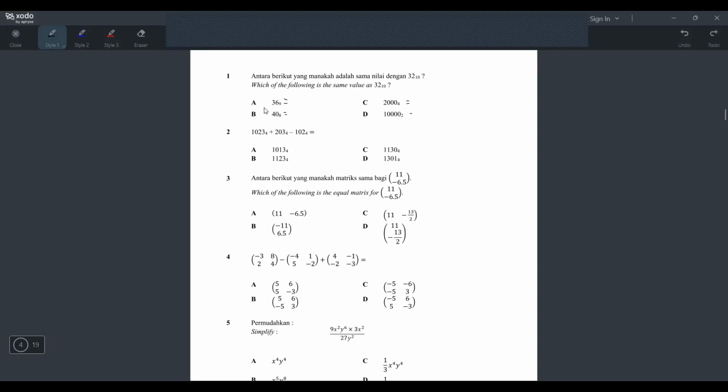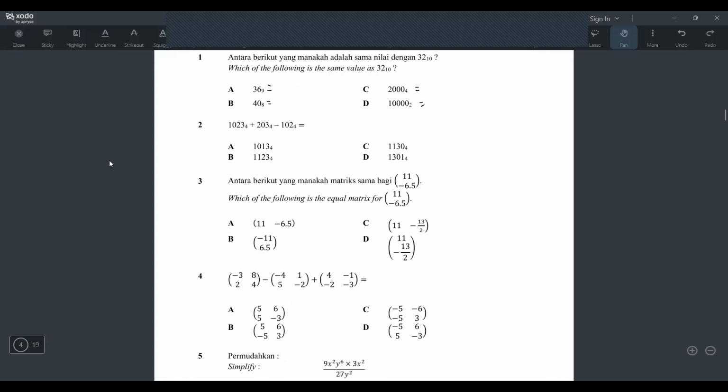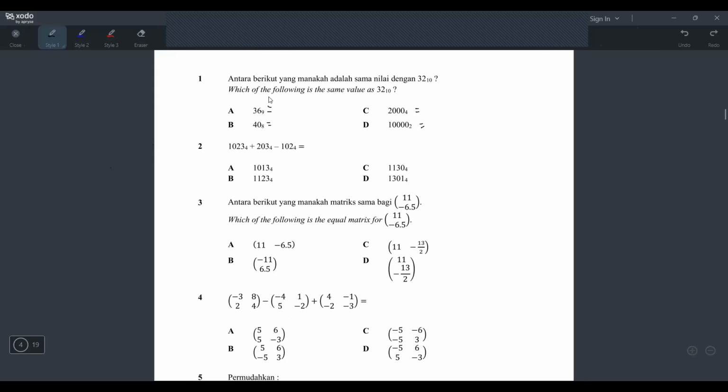It means I will convert A, B, C, D, all these numbers to base 10 and see which one matches with 32. So how do we convert a base 9 number to base 10? Do you remember how you convert a smaller base to base 10? You will use the multiplication method or the division method? Multiplication, because from a smaller base to base 10 you must multiply. But you have to write the place value.